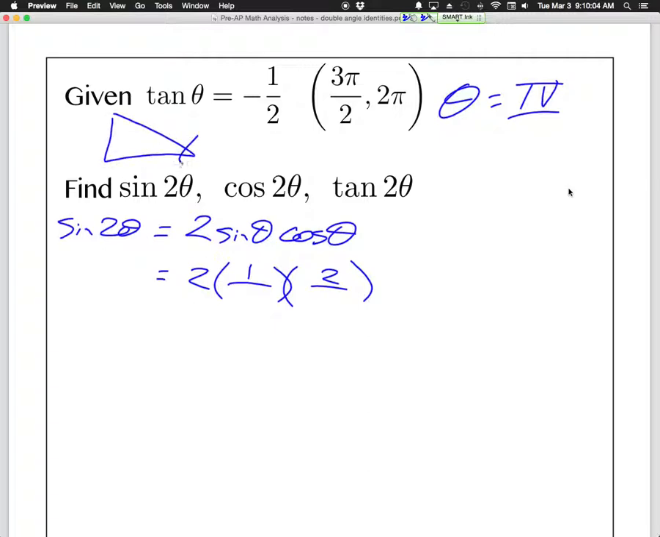Easiest way is to draw a triangle. So I've got 1 and 2. So the hypotenuse has to be square root of 5. Are either of those negative? One of them is negative. Which one's negative? Sine is. Good. So I get -4 on the top. I get 5 on the bottom. So sine of 2 theta is -4/5.